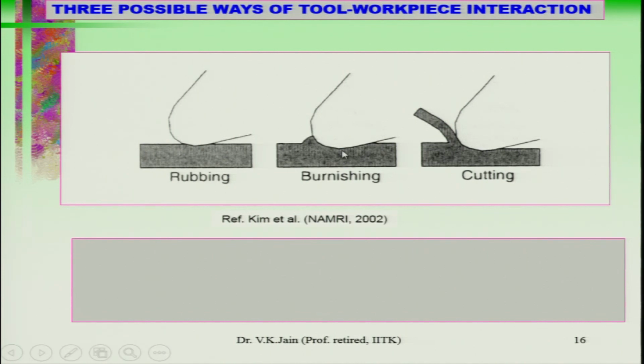Then there is burnishing, where some deformation occurs, mainly elastic deformation, and plastic deformation is almost minimum. Burnishing is taking place, but surface characteristics change to some extent in this case. And in the case of cutting, the material is being removed in the form of a chip, as you can see here. This is the chip formation, this is the workpiece material and this is the cutting tool.